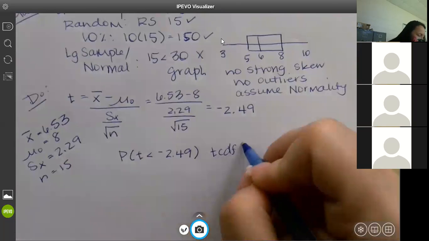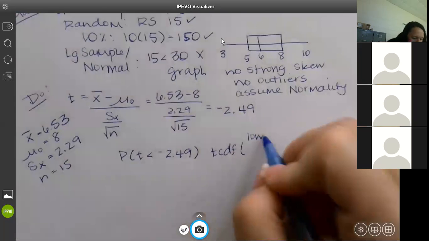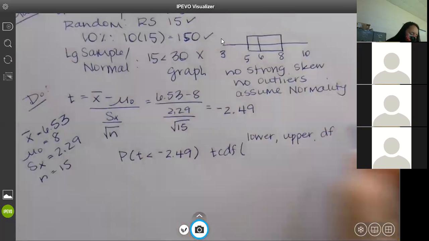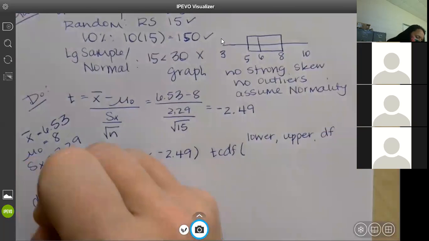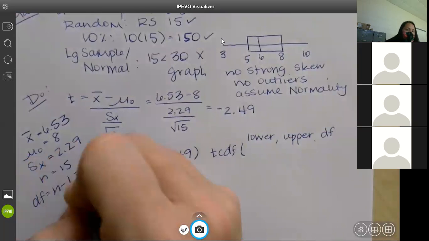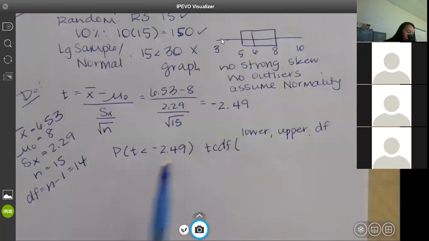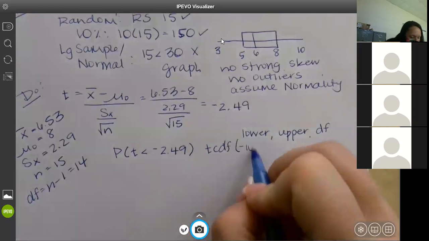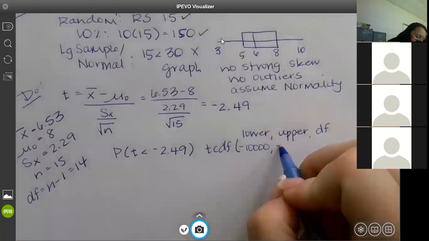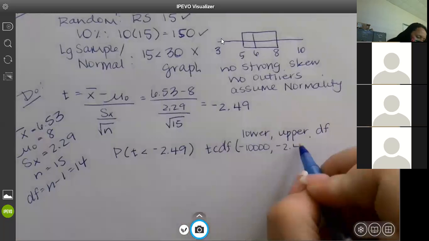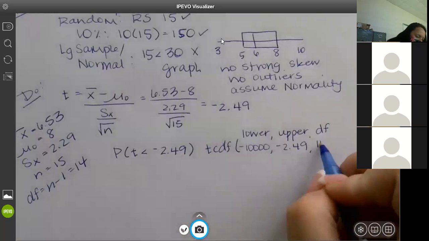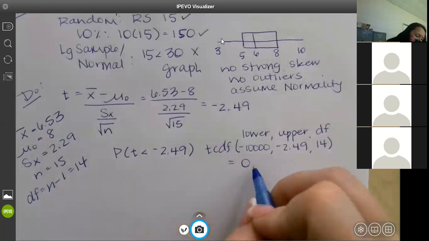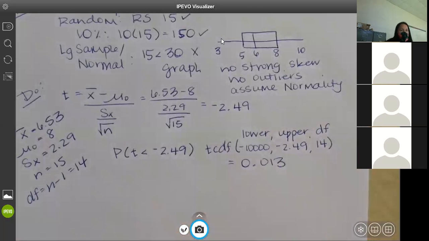So we're going to do tcdf. We need lower, upper, and degrees of freedom. Remember, degrees of freedom is n minus 1 or 14. So what is your lower if we want less than negative 2.49? What's your upper? And your degrees of freedom are 14, which gives us a p-value, and we want a one-sided p-value, so 0.013.